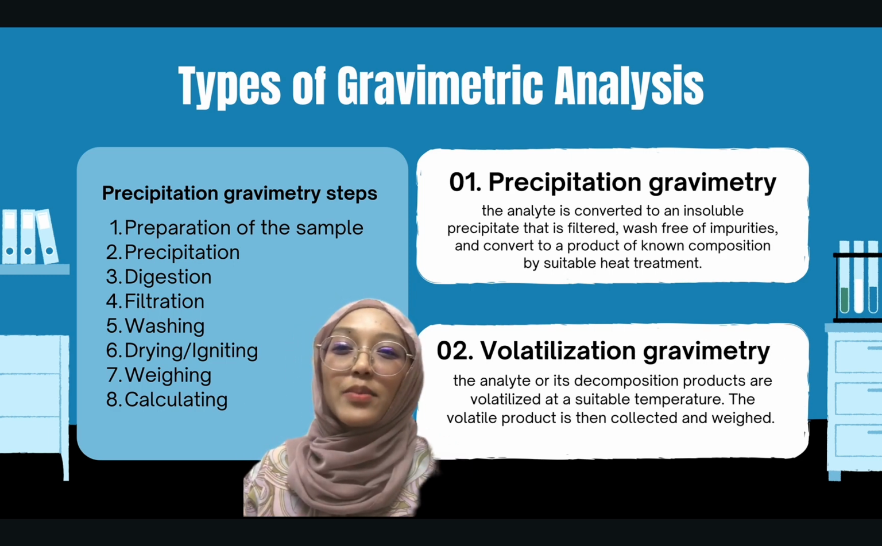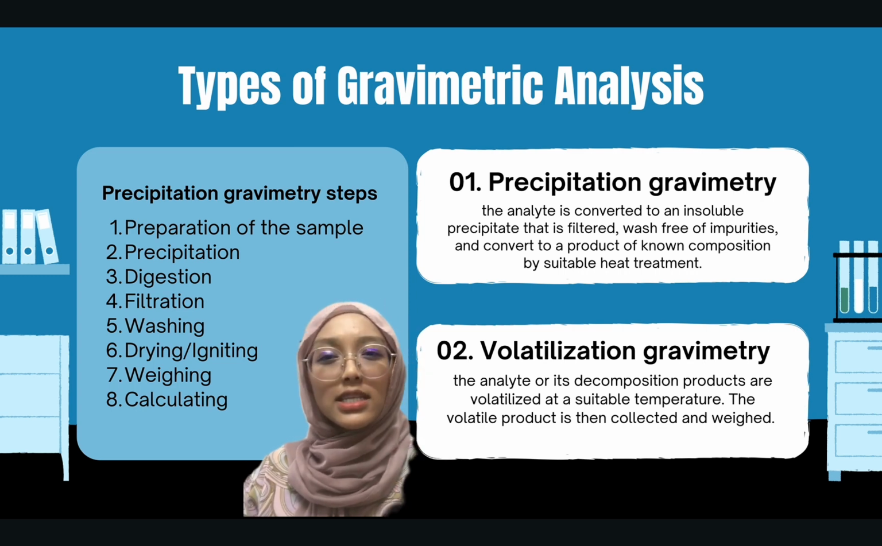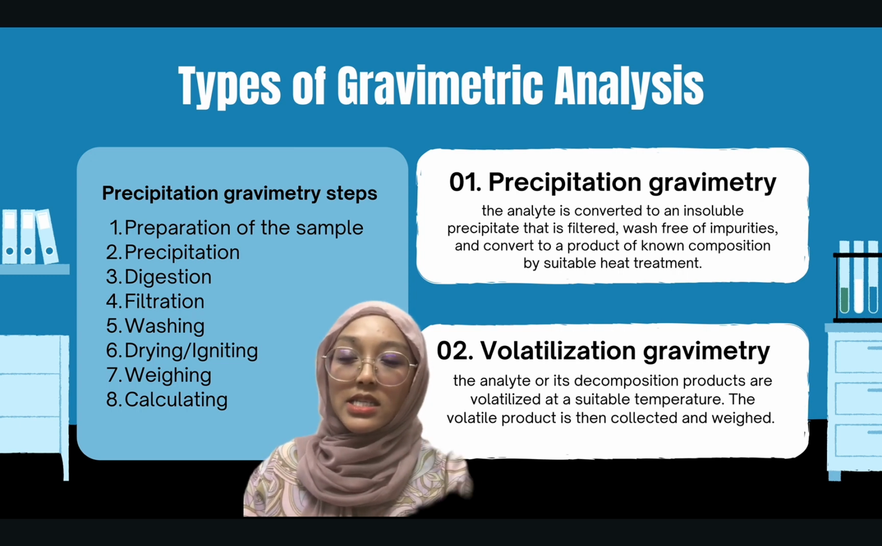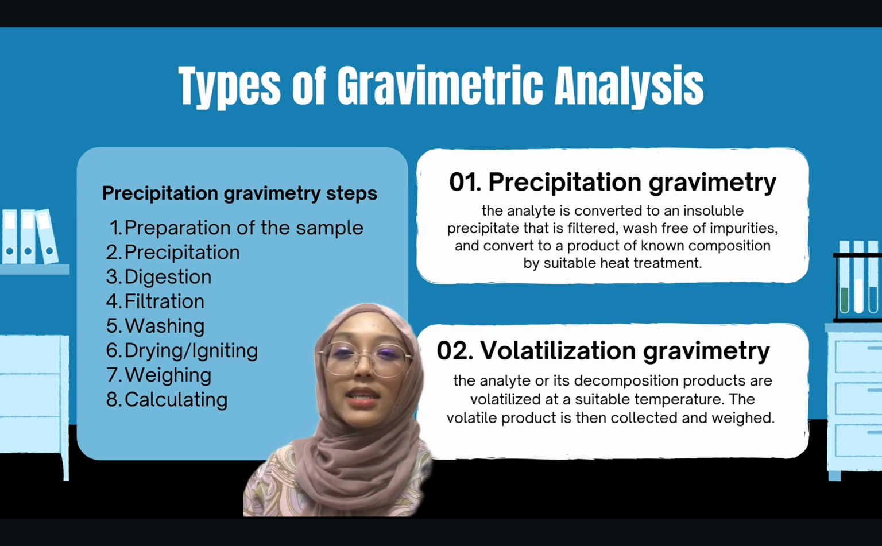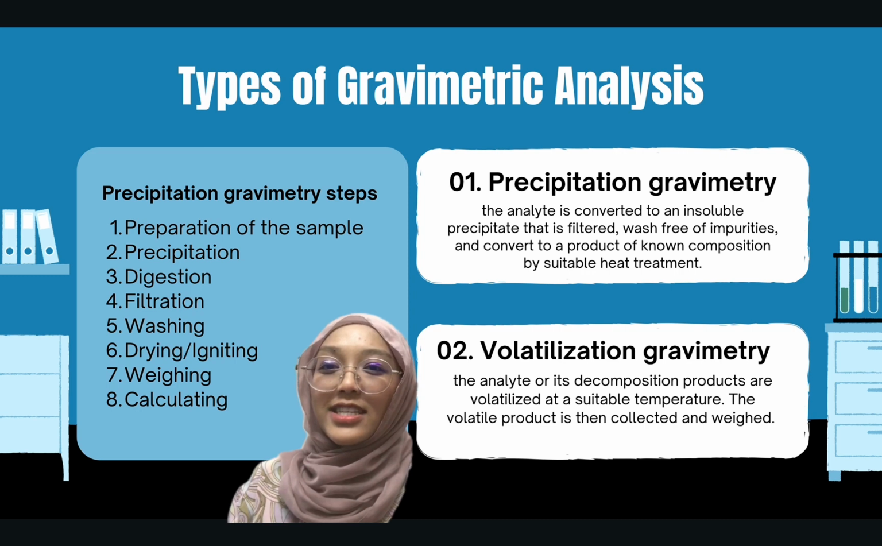So, there are two types of gravimetric analysis, which are precipitation gravimetry and volatilization gravimetry. What is precipitation gravimetry? Precipitation gravimetry is a method where the analyte is converted to an insoluble precipitate that is filtered, washed free of impurities, and converted to a product of known composition by suitable heat treatment. There are 8 steps required for precipitation gravimetry, which are preparation of the sample, precipitation, digestion, filtration, washing, drying or igniting, weighing, and calculating.